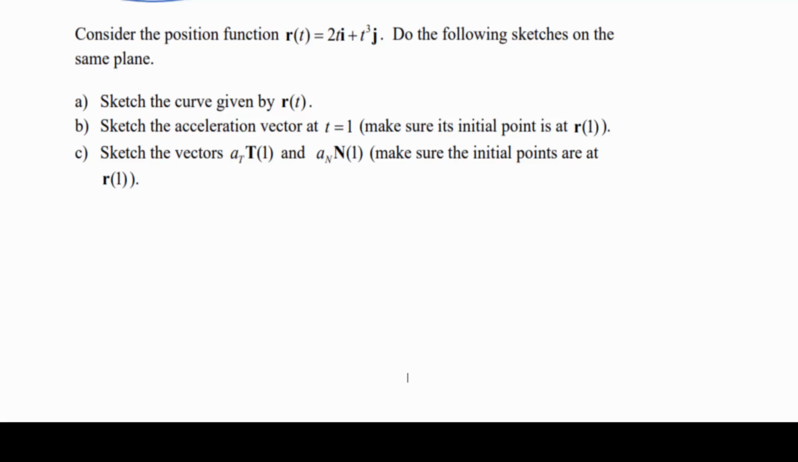Consider the position function r of t equals 2ti plus t cubed j. Do the following sketches on the same plane. Sketch the curve given by r of t. Okay, I think we can do that.